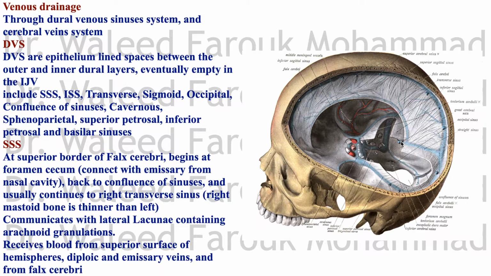It communicates with the lateral lacunae containing arachnoid granulations to drain the CSF, and it receives blood from the superior surface of the cerebral hemispheres, diploic and emissary veins, and from falx cerebri. This is the superior sagittal sinus.